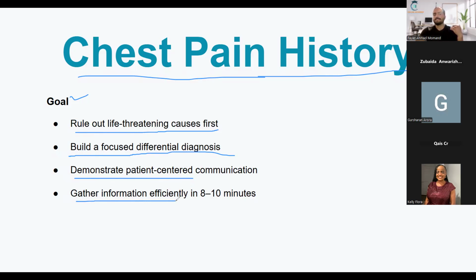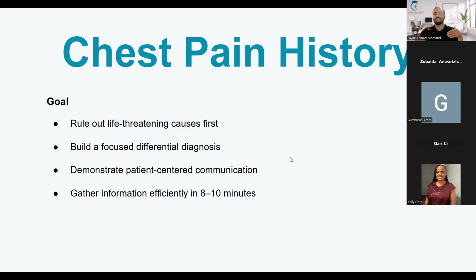And IMGs are efficient in gathering information, 8 to 10 minutes. This is for real life. In the exam, you will get 4 to 8 minutes. So we are going to practice how we can elicit the history of chest pain in 8 minutes.